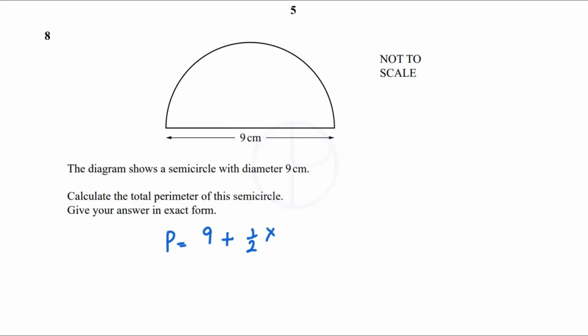So half times 2 pi r. Here the radius r is 9 divided by 2, which is 4.5. This 2 gets cancelled. So perimeter is 9 plus 4.5 pi. Or you can write it as 9 over 2 also.